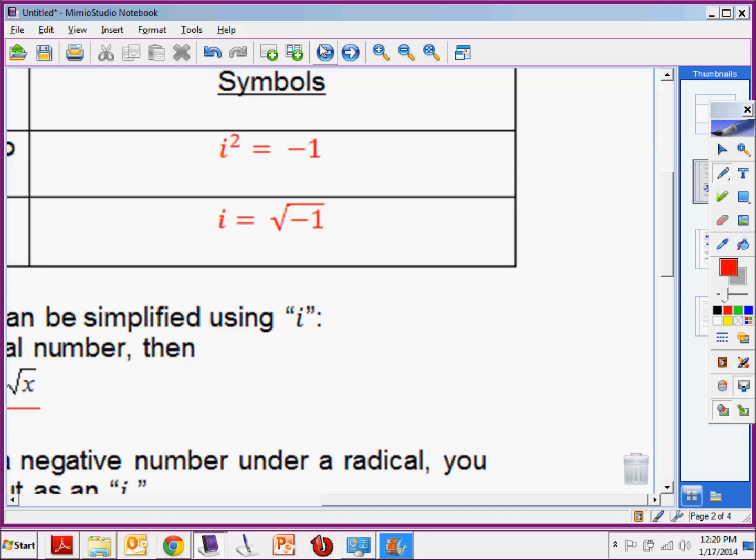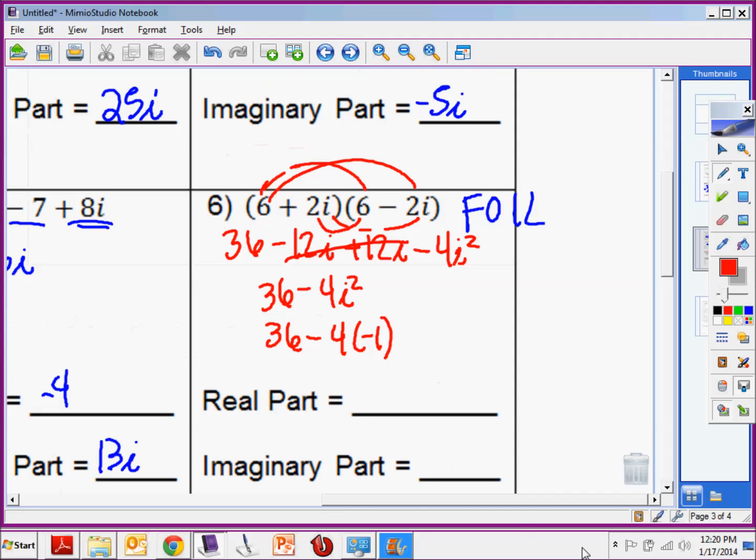i squared is negative 1. So what does this become? 36 plus 4. It becomes 40. So therefore, what's my imaginary? 0i. So real part is 40, and my imaginary part is 0i.